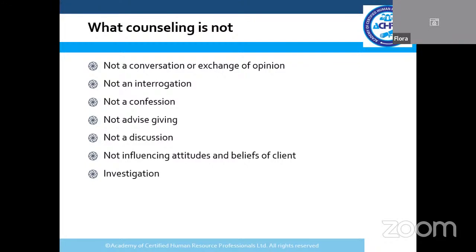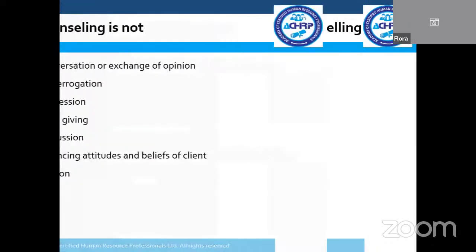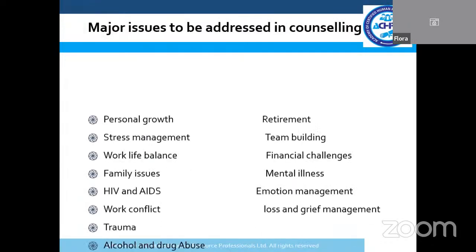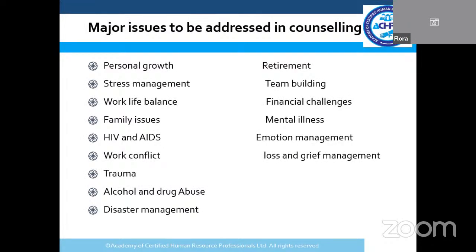You work with the client's attitudes and beliefs the way they are. Yes, you have yours, but that client or that employee also has his or hers. It's not an investigation. Some of the major issues we address in counseling can be personal growth, stress management, and work-life balance.